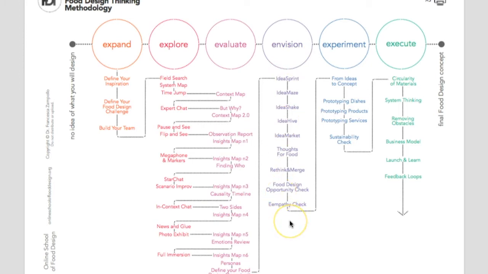In the envision phase, we generate ideas. We generate an abundance of new ideas. In the experiment phase, we transform those ideas into full concepts and we prototype these concepts. And in the execute phase, we basically do the initial steps that are necessary for us to take that concept and really make it into reality.